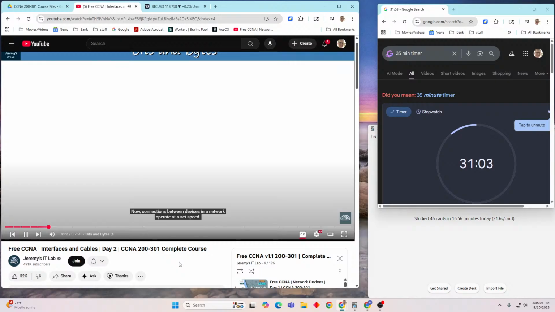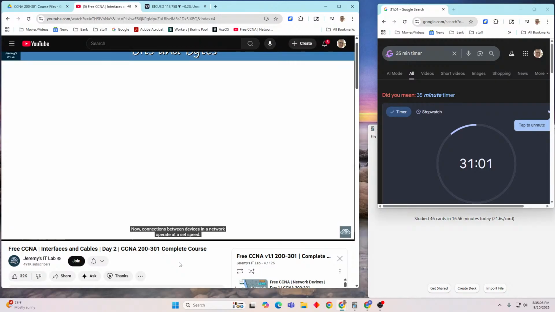Now, connections between devices in a network operate at a set speed. These speeds are measured in bits per second. What is a bit? Well, it's a value represented by either a 0 or a 1. This binary code is how computers work.